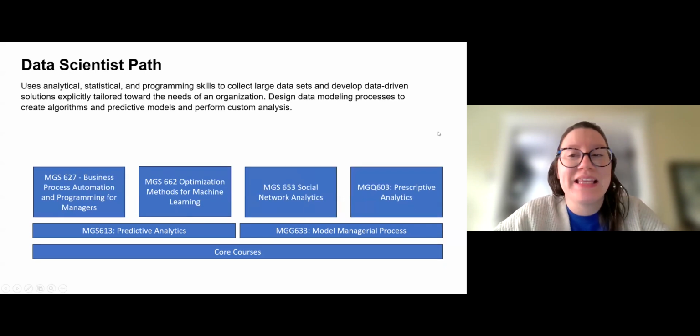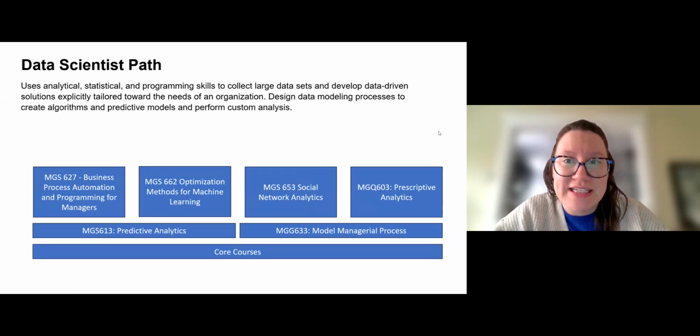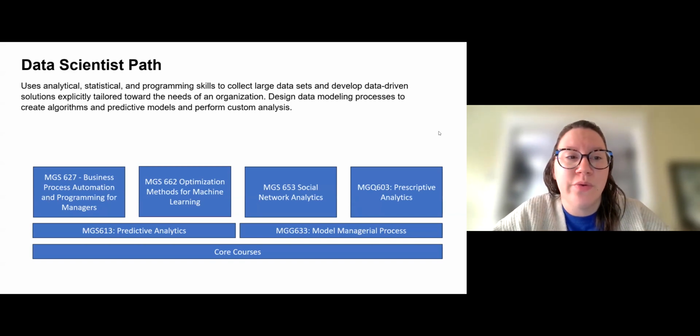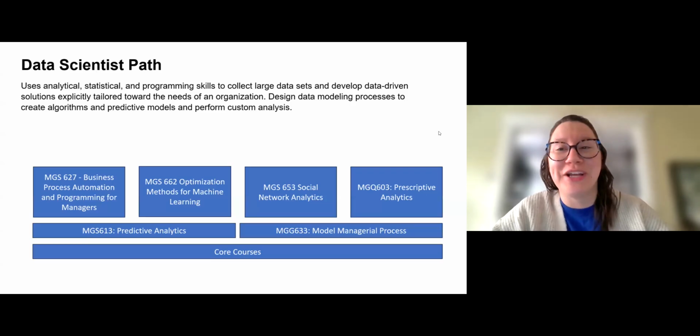For our data scientist path, if you're interested in this, you would use analytical, statistical, and programming skills to collect large data sets and develop data-driven solutions explicitly tailored towards the needs of an organization. You would design data modeling processes to create algorithms and predictive models to perform custom analysis. So you would take the core courses, and for the flex core, it would be predictive analytics and model managerial processes. And for your electives, we would have business process automation and programming for managers, optimization methods for machine learning, social network analytics, and prescriptive analytics. If you took this path, you would spend a lot of time with me because I teach at least 3 of those courses.